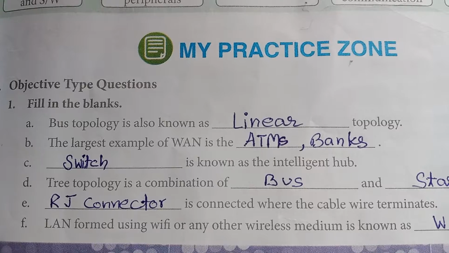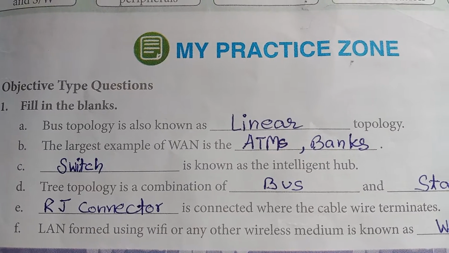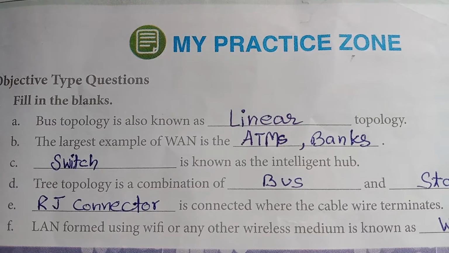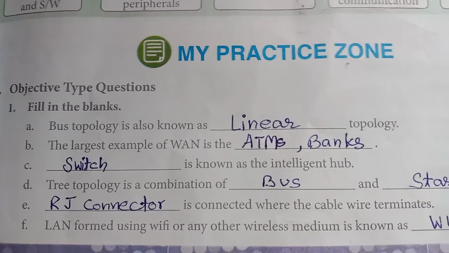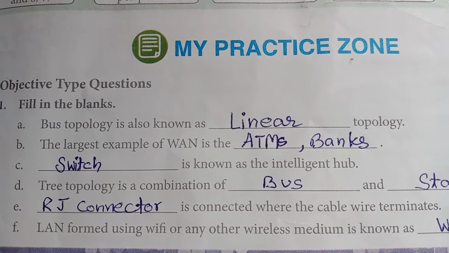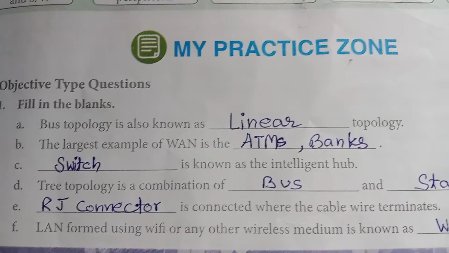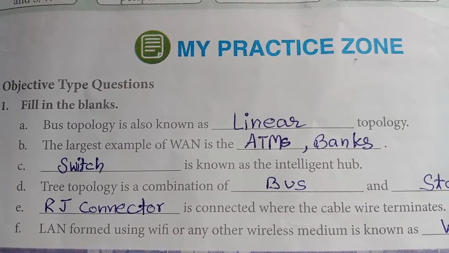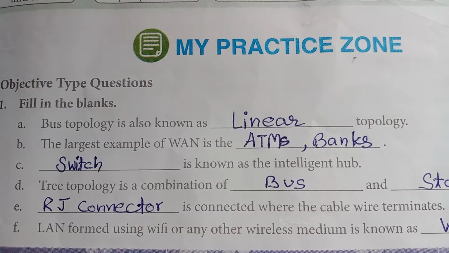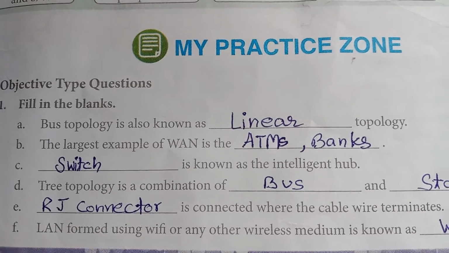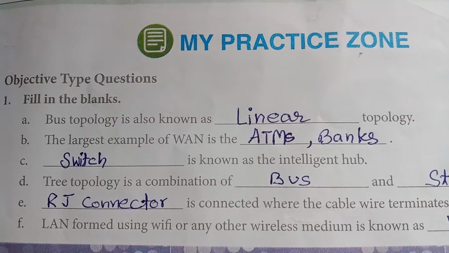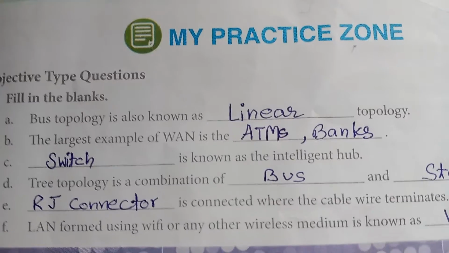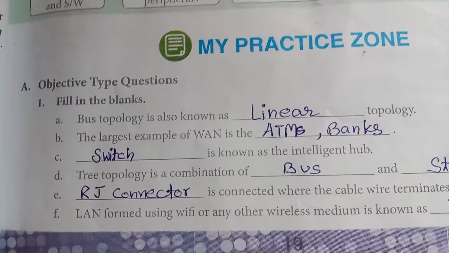Bus topology. Bus topology is also known as linear topology. And the second one: the largest example of WAN, wide area network, is the ATM banks. All of you can withdraw the amount. If your bank account is in Khatima or in Majhola, you can withdraw your amount in Delhi itself also. That's why it's a wide area network connection.